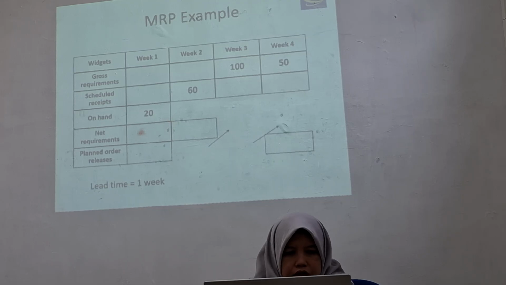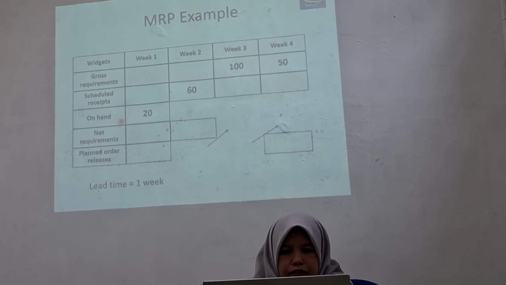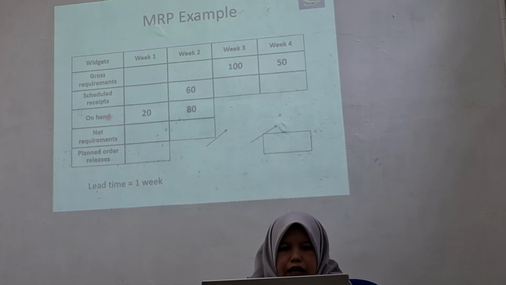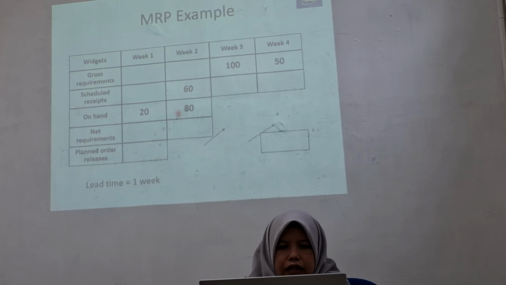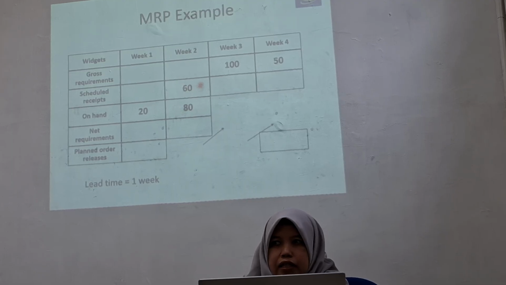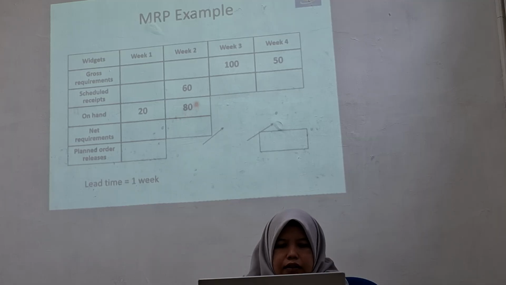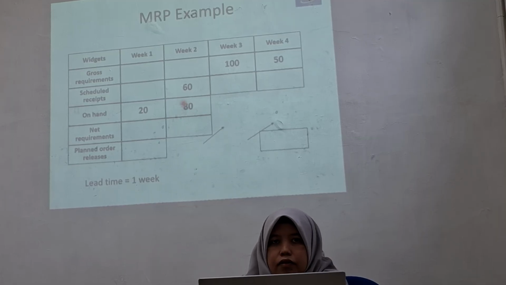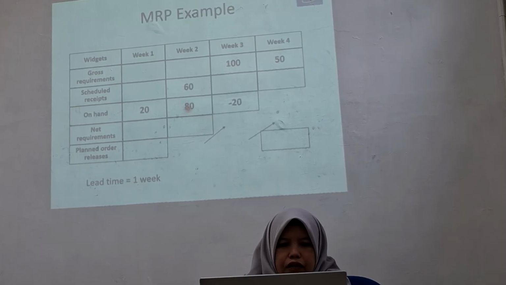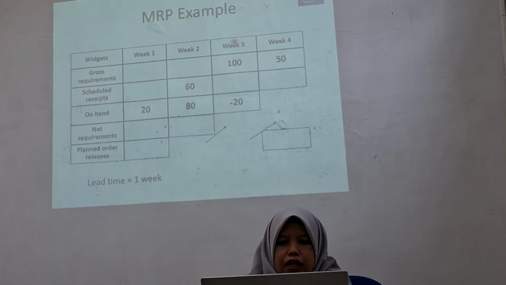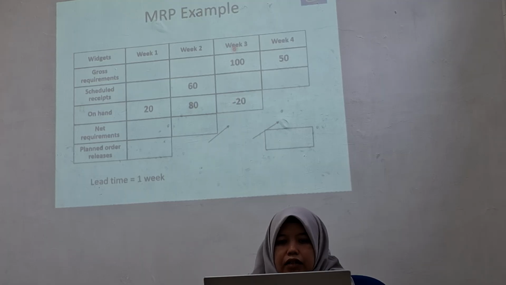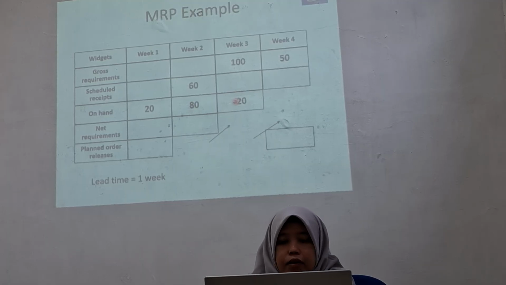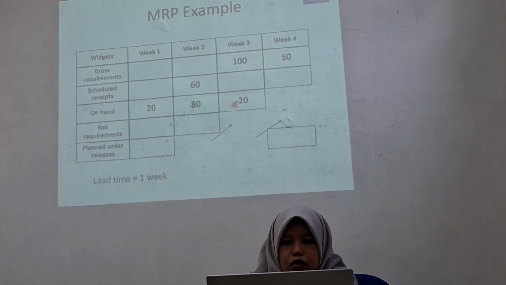For the net requirement and the planned order release: on hand in week 1 is 20 and in week 2 a 60 is scheduled, so on hand in week 2 is 20 plus 60, giving 80 units. Next, we have on hand 80 and a requirement of 100 in week 3, so on hand in week 3 has a shortage of minus 20 units.